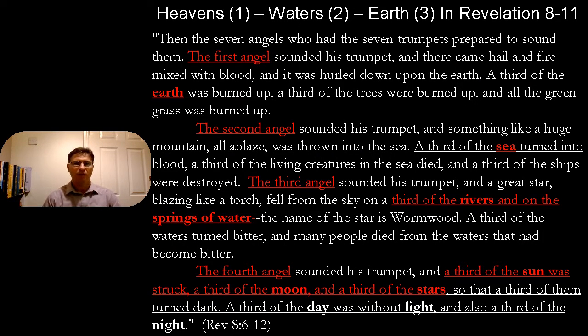The seven last plagues of the book of Revelation. Obviously, the idea of the plagues comes from the book of Exodus, when the Israelites came out of Egypt. But there are 10 plagues then. In Revelation, we have 7 plagues.